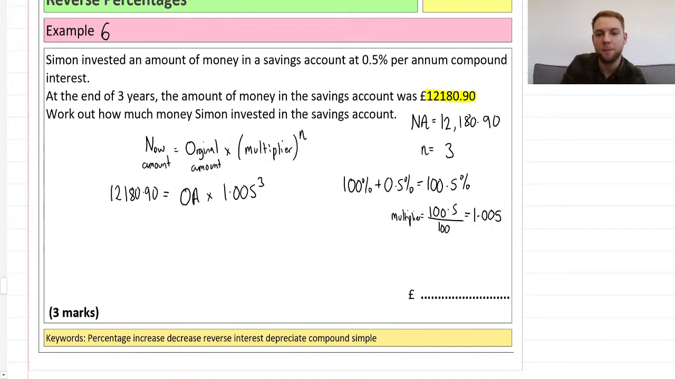Now, if I want my original amount, I need to get rid of the multiplier to the power of n. So to do that, I need to divide both sides by 1.005 to the power of 3. If I divide this side, it's going to give me just my original amount. But the key part is dividing your new amount by the multiplier to the power of 3. So this is going to be equal to, I have to do it on the calculator.